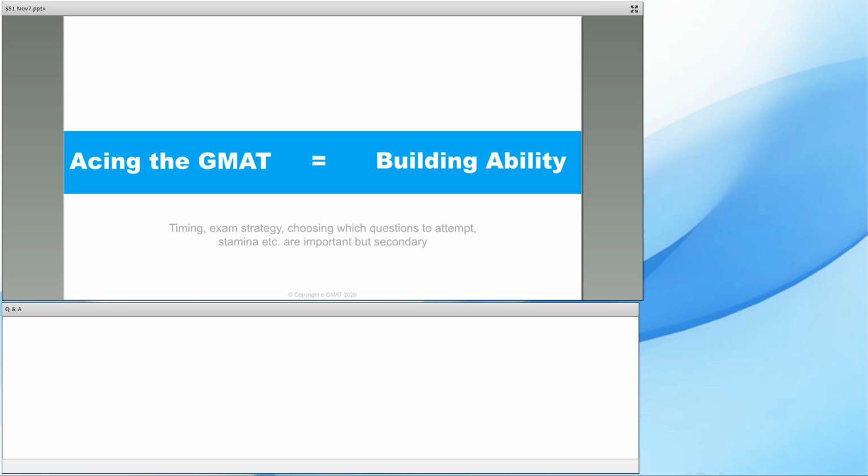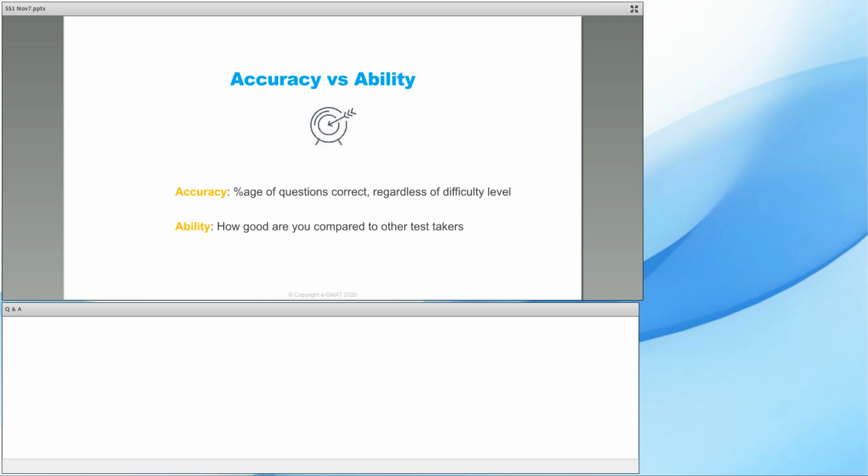And if there's one thing that I want you to remember with regards to acing the GMAT, it's that acing the GMAT is about building ability. And to do that, I want to really talk about what ability means versus what accuracy means. When we take a quiz or a mock test, accuracy is, say, you take a 10 question quiz and you get 8 out of 10 questions correct. That's the percentage of questions that you answer correctly.